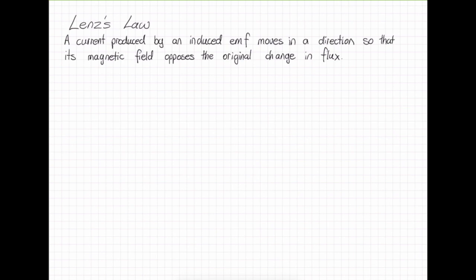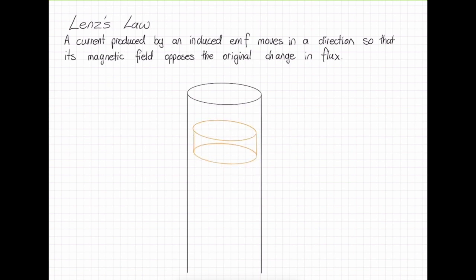I'm going to have a conductive tube, say made out of copper or aluminium. Now inside of that tube, I'm going to be dropping a magnet. This magnet I'm going to be dropping so that its magnetic field lines come out of the base and into the top. That is to say that its south is up the top and its north is down the bottom.